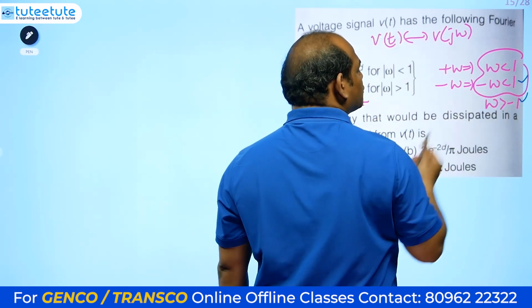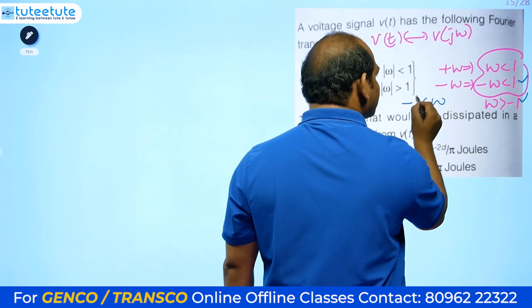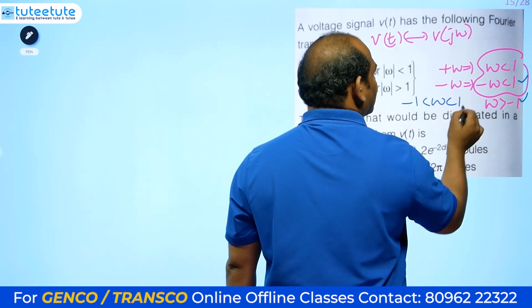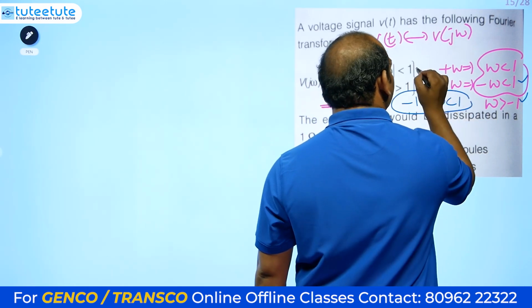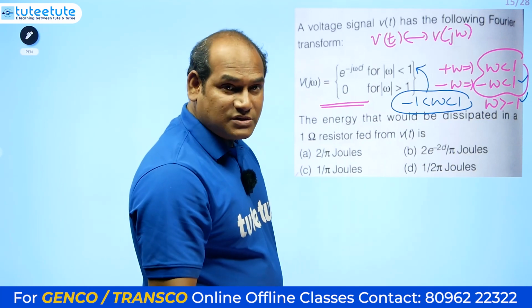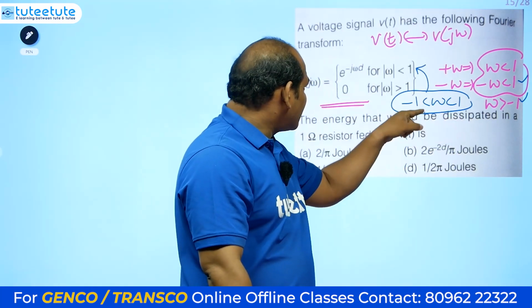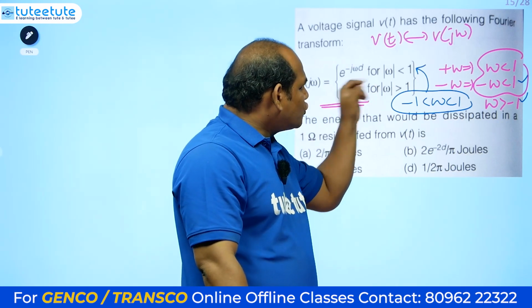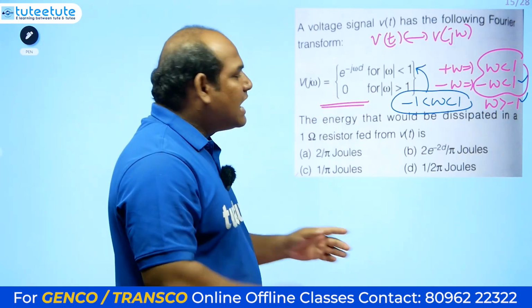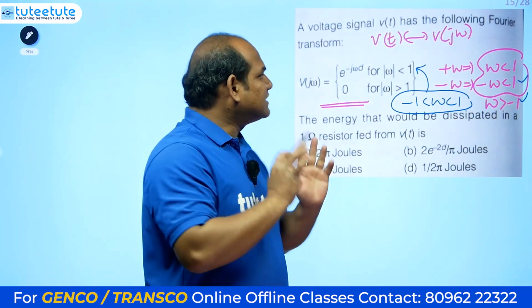By combining these two, what can we write here? Omega is greater than minus 1 and less than plus 1. So this is what they have given here. This condition we can also give using modulus. That means when omega changes from minus 1 to plus 1, v of omega is e power minus j omega d. That is what they have given. Otherwise, this particular v of j omega is equal to 0. Okay, that is a given thing.